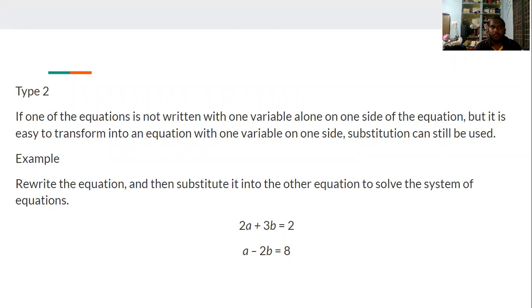Type 2. If one of the equations is not written with one variable alone on one side of the equation, but it is easy to transform into an equation with one variable on one side, substitution can still be used. Example: rewrite the equation and then substitute it into the other equation to solve the system. 2a plus 3b is equal to 2, a minus 2b is equal to 8.